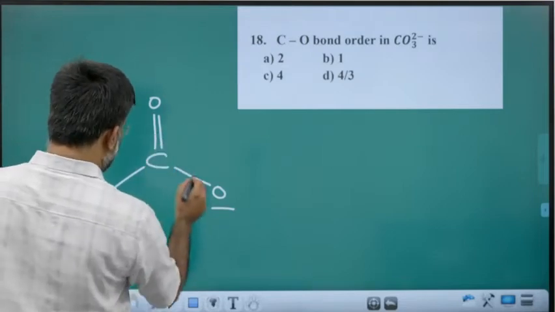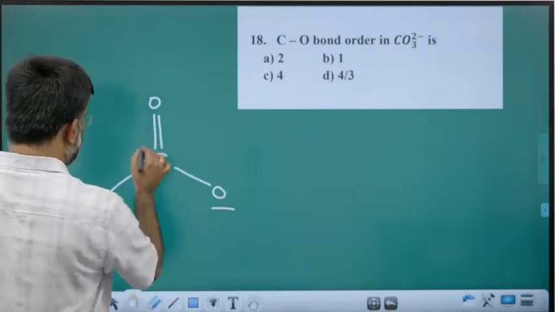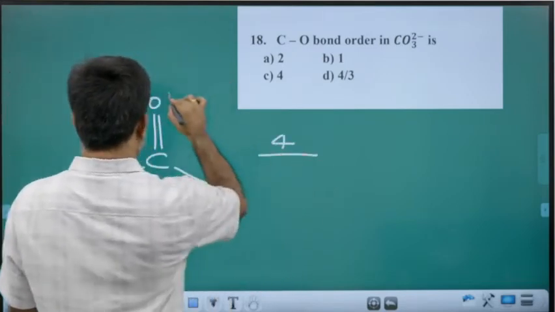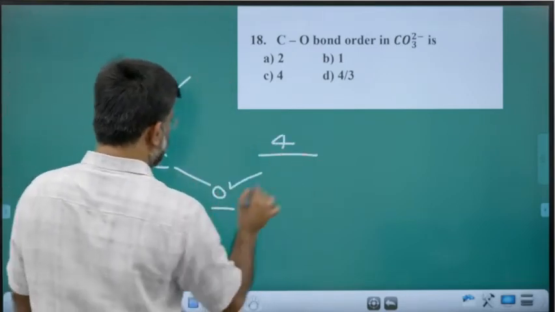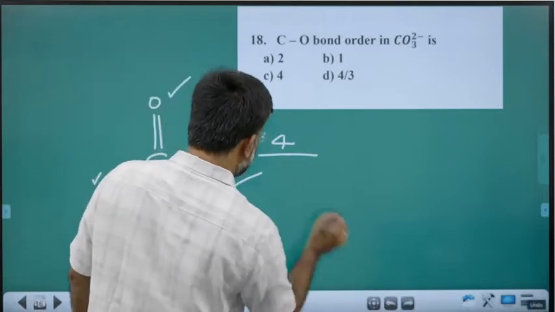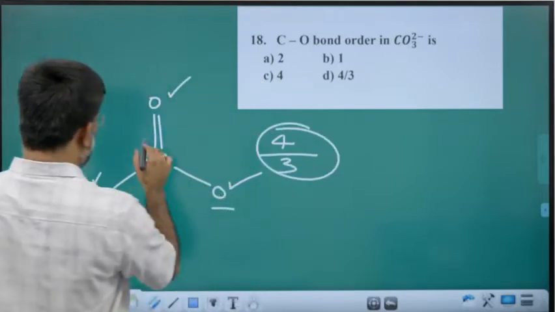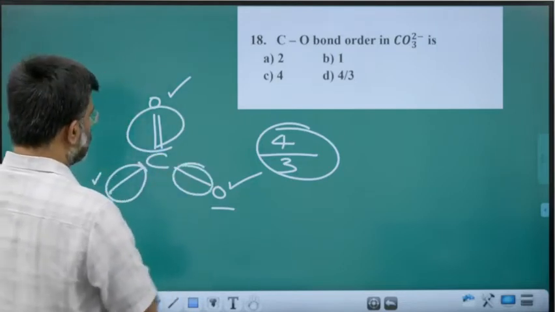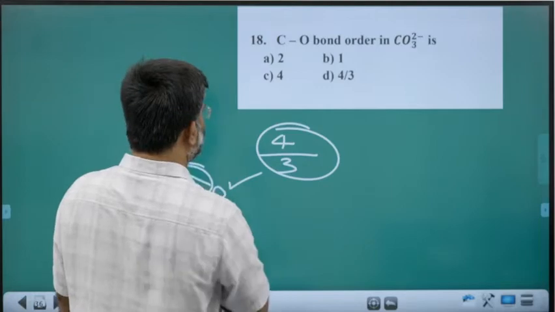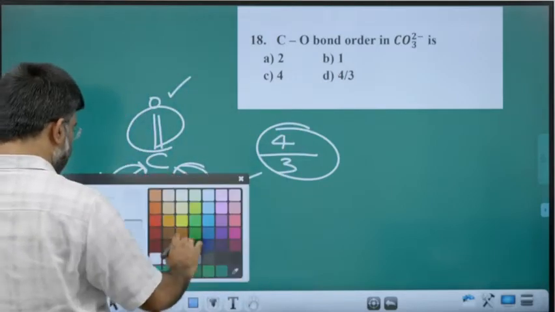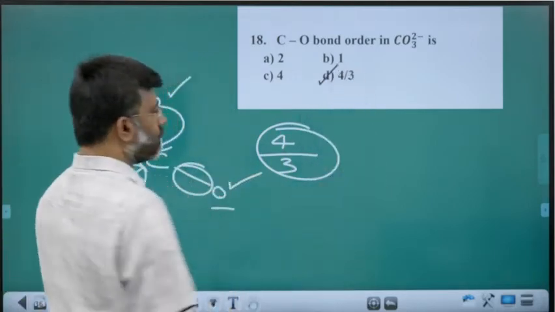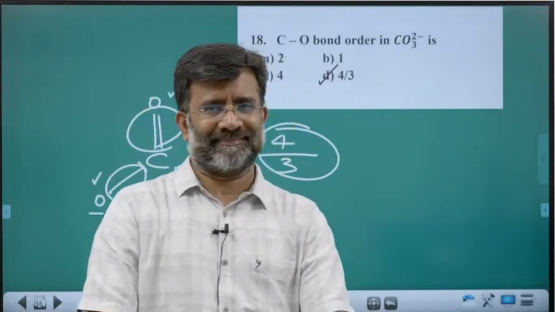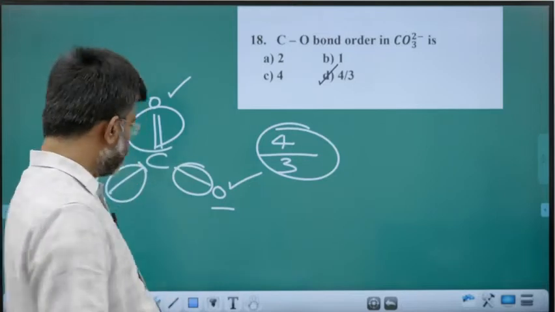Here there is a double bond, so take the total count: 2, 3, 4. So it is 4 bonds shared by 3 oxygens: 2 bonds here, 1 bond here, 1 bond here. So it is 4 by 3. Option D. Option D is the correct answer. Next question.